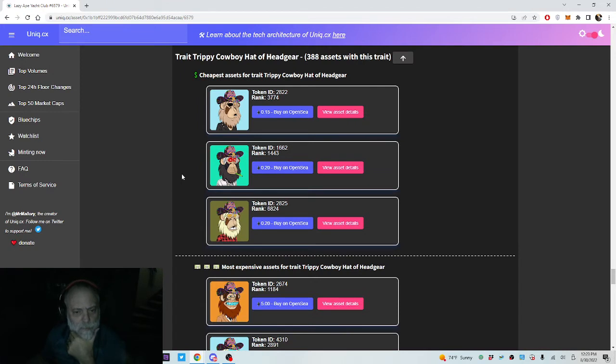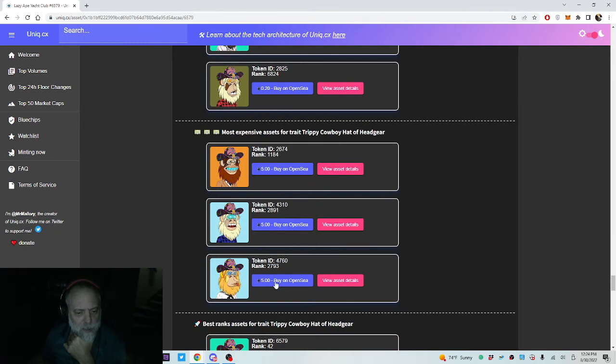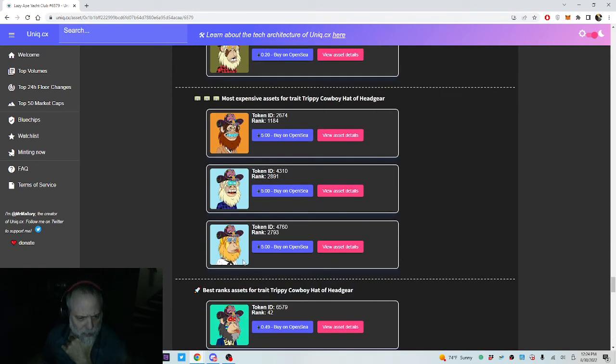There we go. So it tells you what the cheapest assets for the trait, 0.15 to buy on OpenSea. So that's the lowest one that you can get, and really gives you a good idea. It tells you what the most expensive ones are. See, like that right there is a gold ape. I can tell just by looking at the ear and the skin that one's a golden ape.